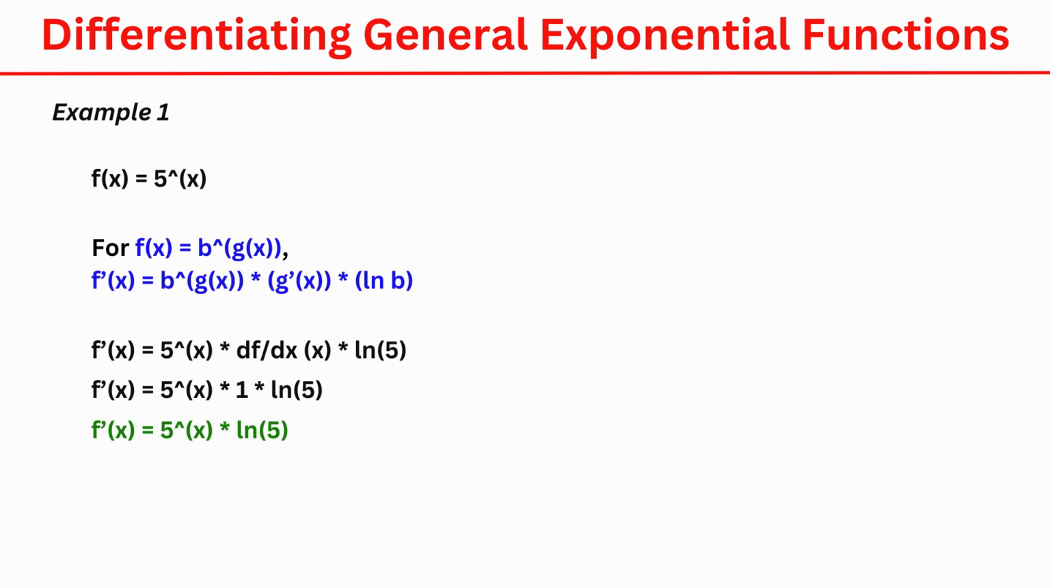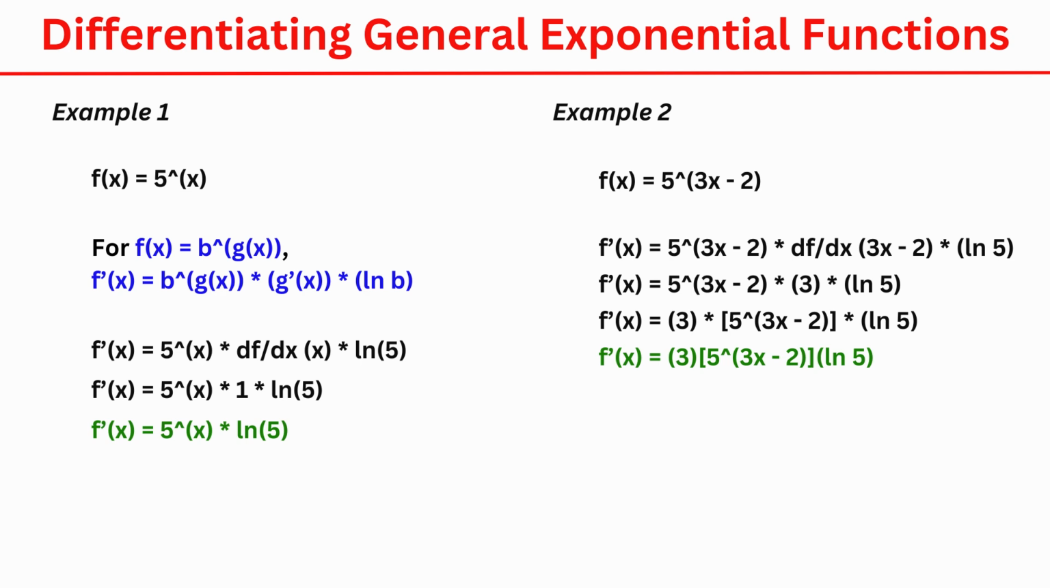Then for the next step, we'll need to ln 5. This gives us our answer, ln 5 multiplied by 5 to the power of x. For the next example, we're given the problem f(x) equals 5 to the power of 3x minus 2.